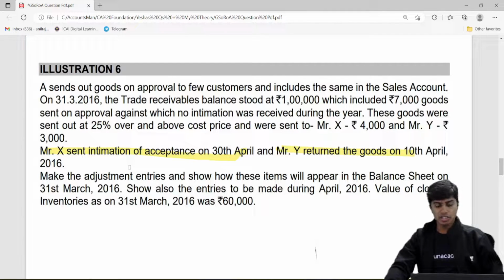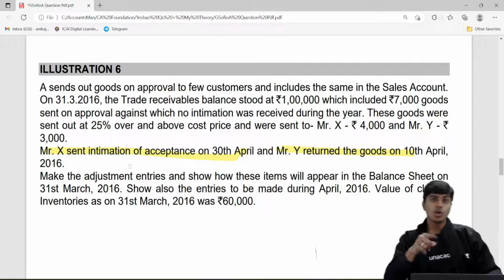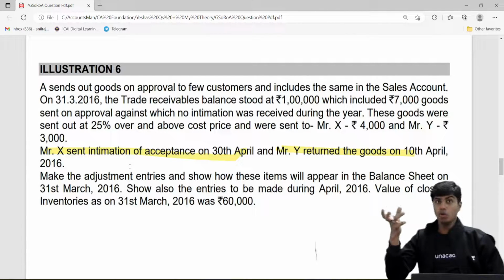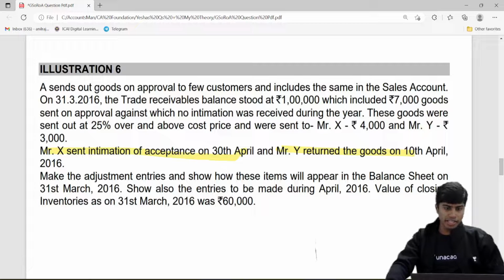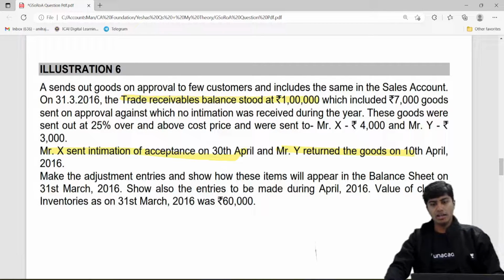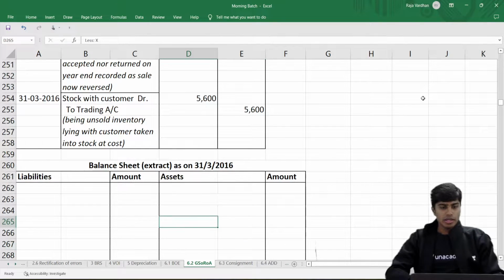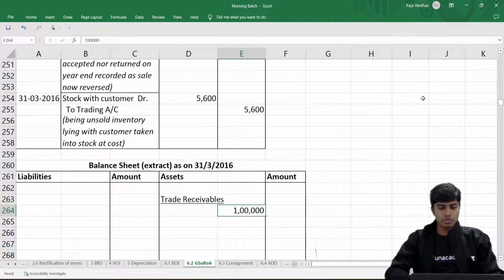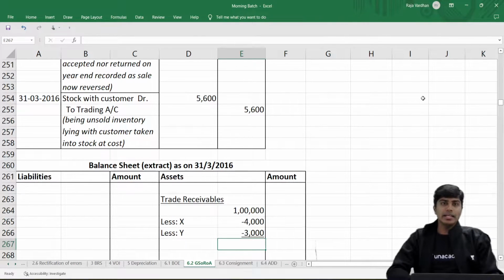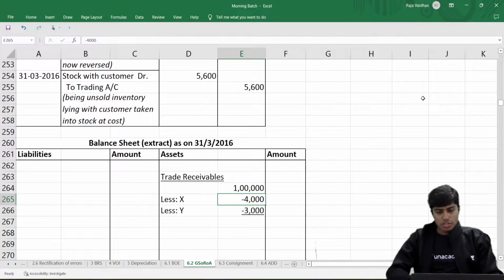Make adjustment entries and show how these items will appear in the balance sheet on 31st of March. That's something new. We need to show how this will affect the balance sheet. In the balance sheet, we already have trade receivables of 1 lakh, which we are going to adjust with regard to 7,000, because trade receivables will decrease. In our balance sheet asset side, we had trade receivables of 1 lakh, which includes X and Y, to whom we have given goods but recorded as sale, which I have reversed now. So I'll deduct X and Y, 4 and 3, making my trade receivables how much? 1 lakh minus 4, 96, 96 minus 3, 93,000.